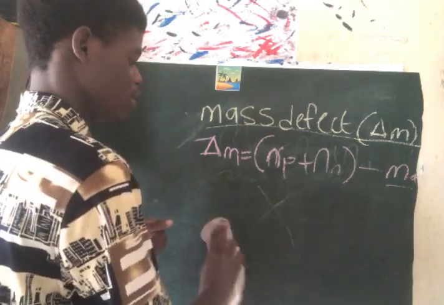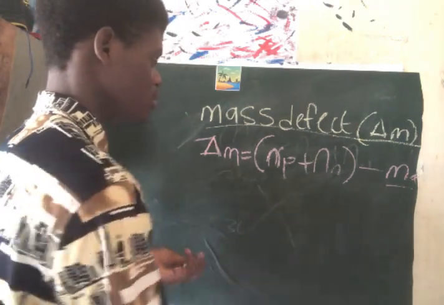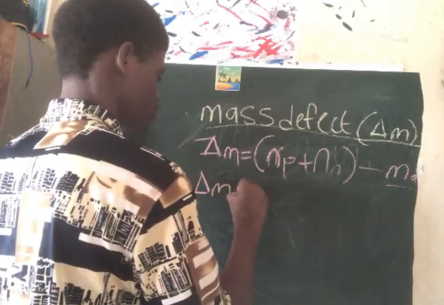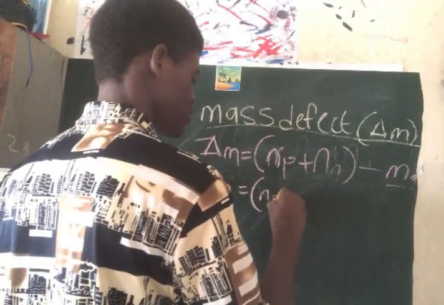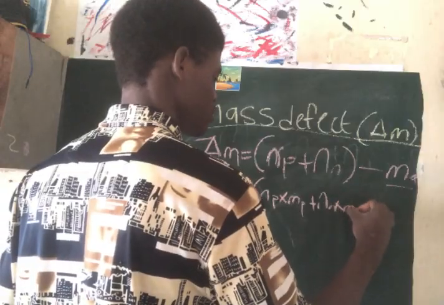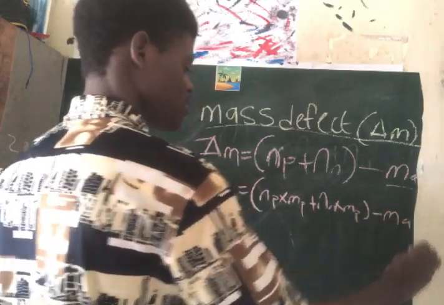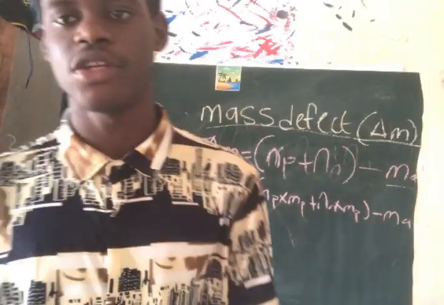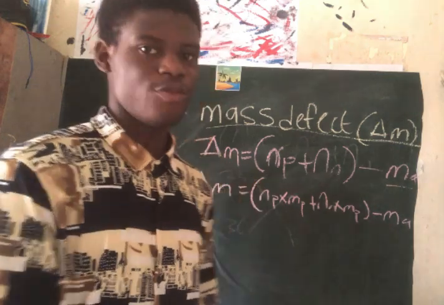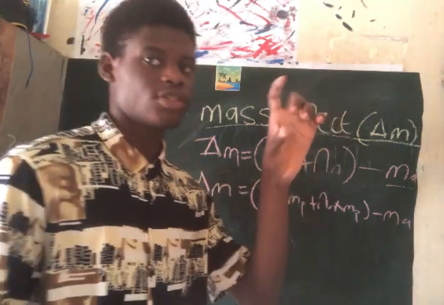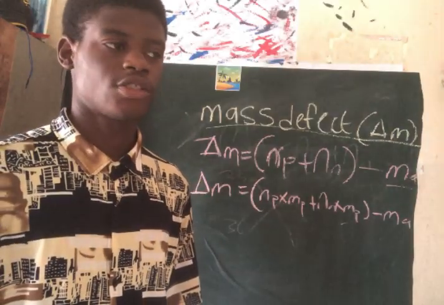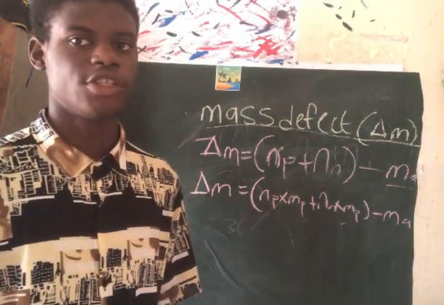But the formula is not complete. Mass defect will be equal to the number of protons times the mass of a proton, plus the number of neutrons times the mass of a neutron, minus the actual mass. The mass of the proton and neutron will be given in AMU, like 1.00 something AMU each. The constants are going to be given, so you just input them and solve the question. That's how to calculate change in mass.